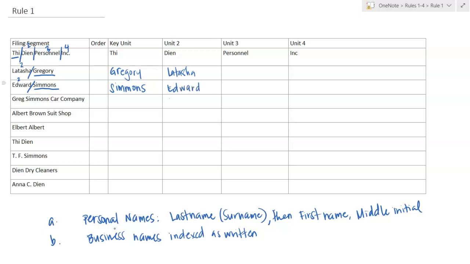Here we have Greg Simmons Car Company. Even though there's a person's name in the business name, it's still a business name. Because it's a business name, we look at Rule 1B, which means that we're going to index it as it's written. Greg is my key unit, Simmons is unit 2, Car is unit 3, Company is unit 4. And so I can write that here as well.